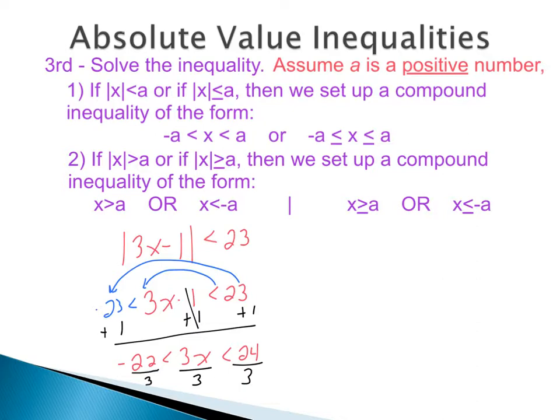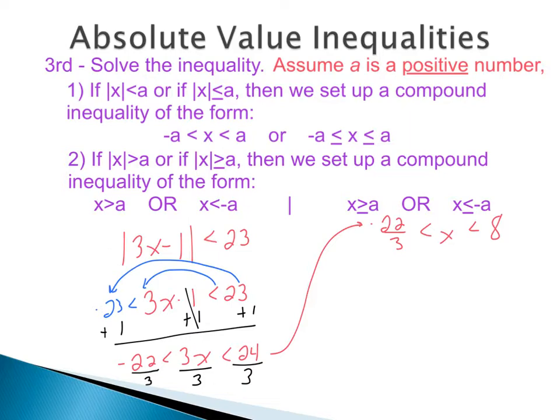And when I divide out the 3, that means that we're going to be left with an answer of negative 22 over 3, which is less than x, which is less than 8. So we want to be able to write this in interval notation as well as graph it. Writing it in interval notation isn't too bad because we just have a less than and a less than, and our x is in the middle. So what this reads is that negative 22 over 3 is less than x, which is less than 8.